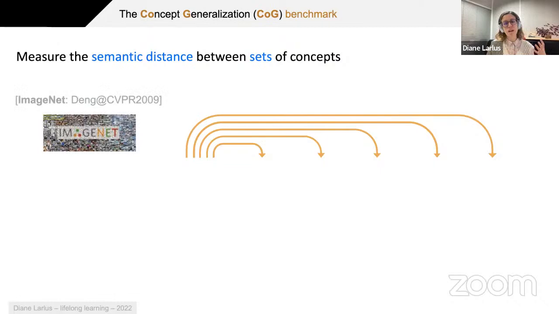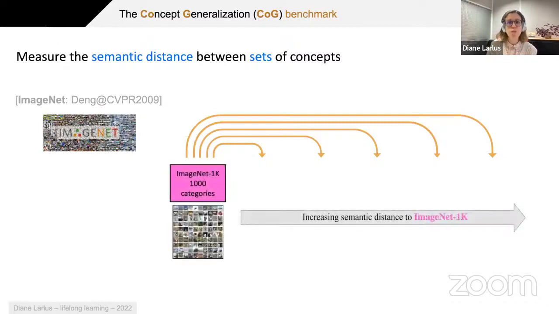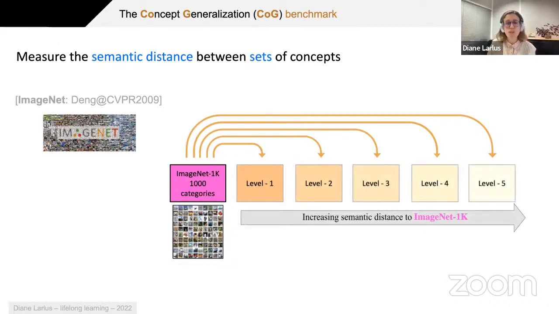Then we define a set of seen concepts. These seen concepts, these seen categories, are the only ones that the model is exposed to when learning visual representations. For this, we use the 1,000 categories of the ImageNet challenge, because many methods use them anyway to learn visual representations. Then we built 5 sets of 1,000 categories, which are increasingly distant from the 1,000 categories of ImageNet.